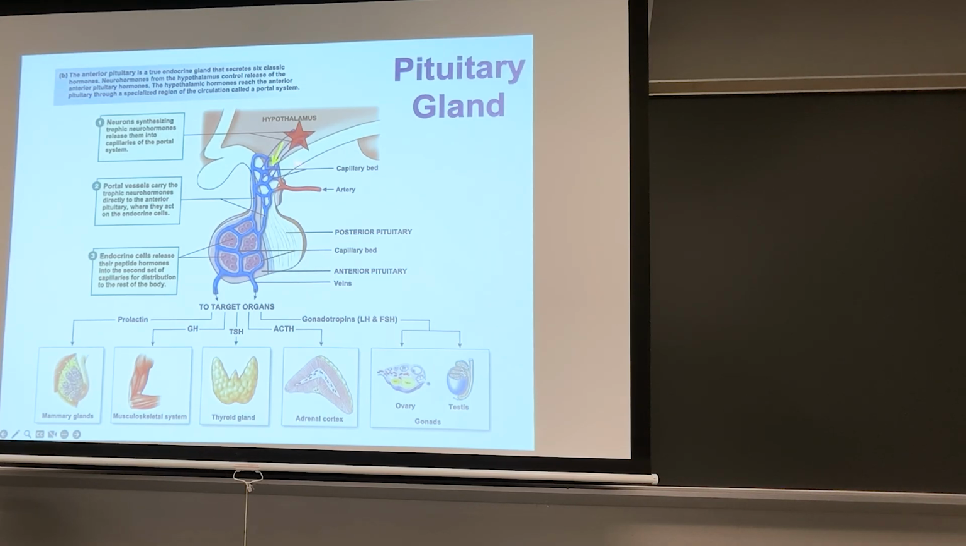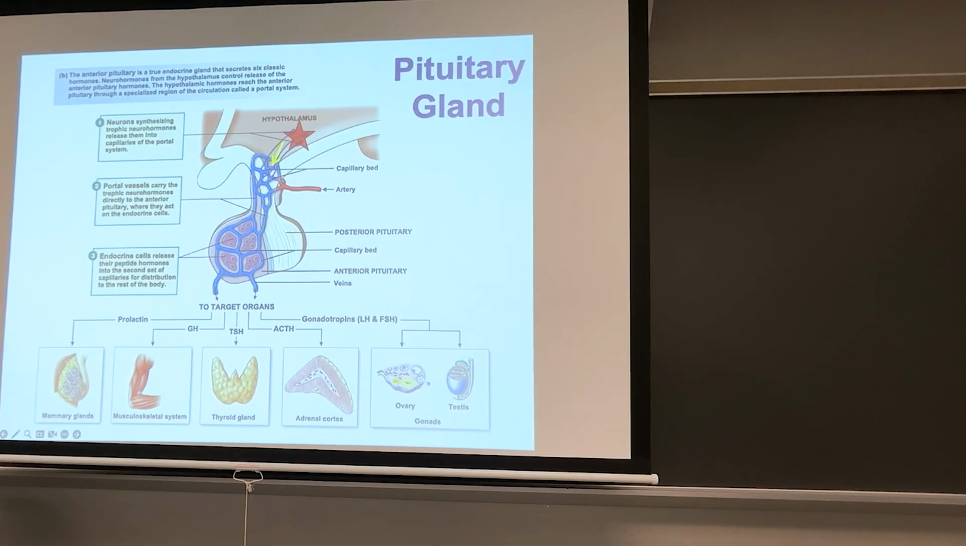Now, with the posterior pituitary, the hypothalamus has direct control of it because the nerves originate in the hypothalamus and their axons travel down into the posterior pituitary. So when those nerves decide to fire, they release their products directly into the blood. But the hypothalamus doesn't have a direct connection to the anterior pituitary because, remember, it came from somewhere else.